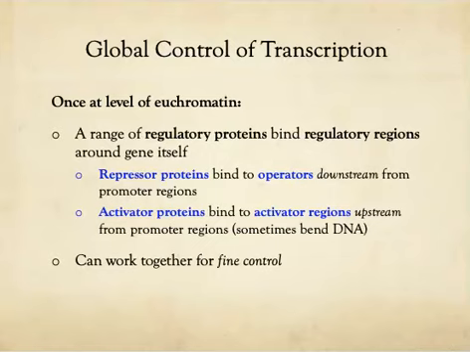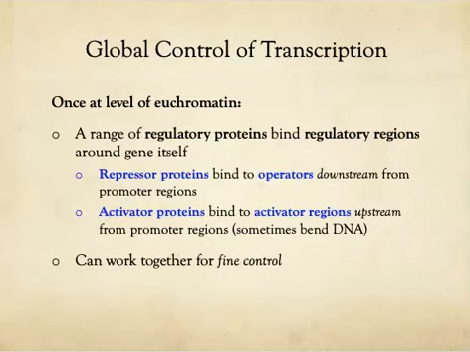Now, both repressor proteins and activator proteins are going to bind to the regulatory region of genes, but they're going to bind to different places in the regulatory region. Activator proteins bind to what are called activator regions. That makes a lot of sense, right? But repressor proteins are going to bind to operator regions. That's unfortunate. Those two don't match, but repressor proteins bind to operator regions.